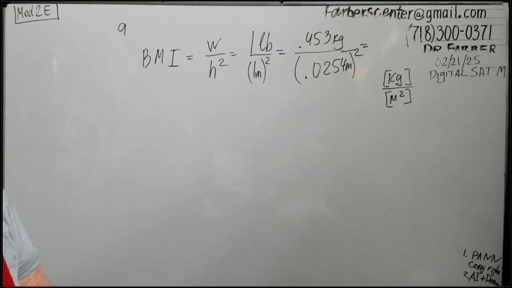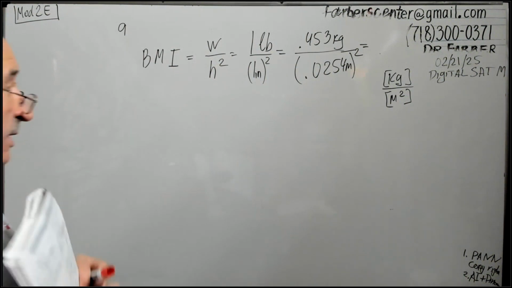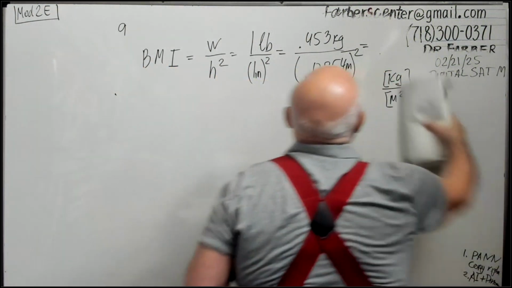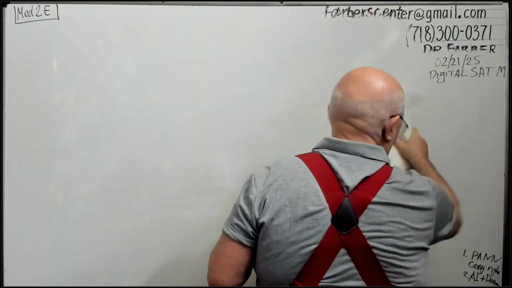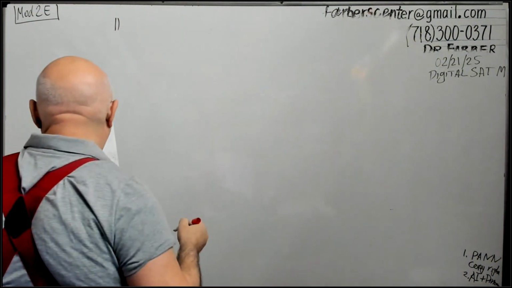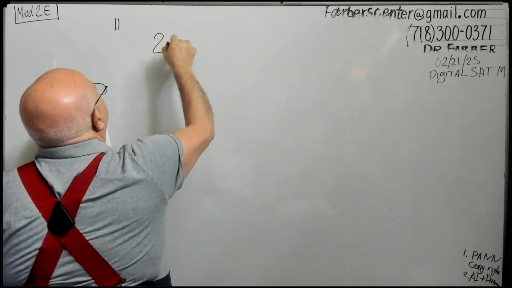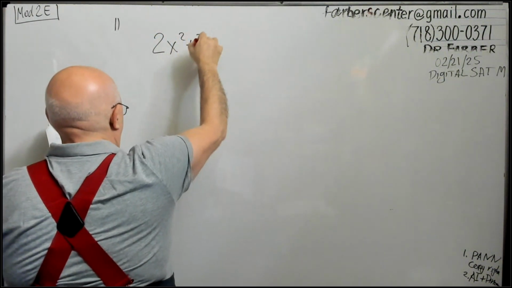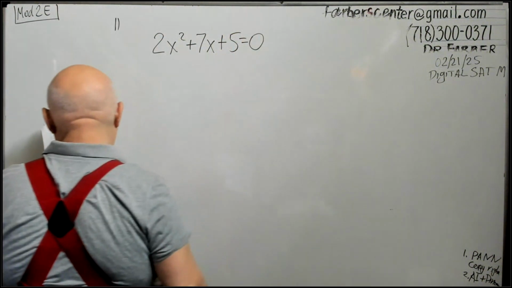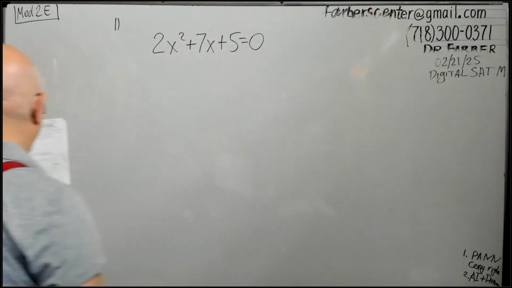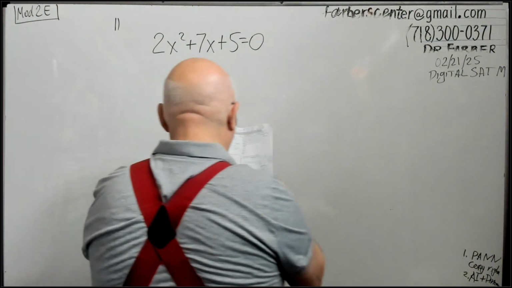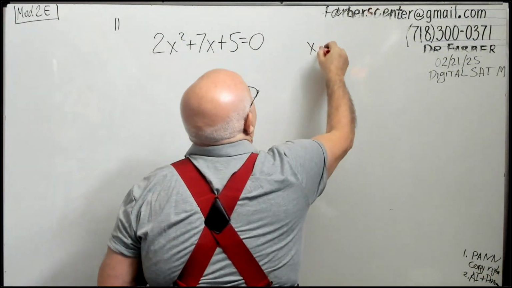Not many, but a few students ask this one. Number 11. Let me write this. What is 11? 2x squared plus 7x plus 5 equals to 0. It has two solutions. What is the sum of these two solutions? x1 plus x2.